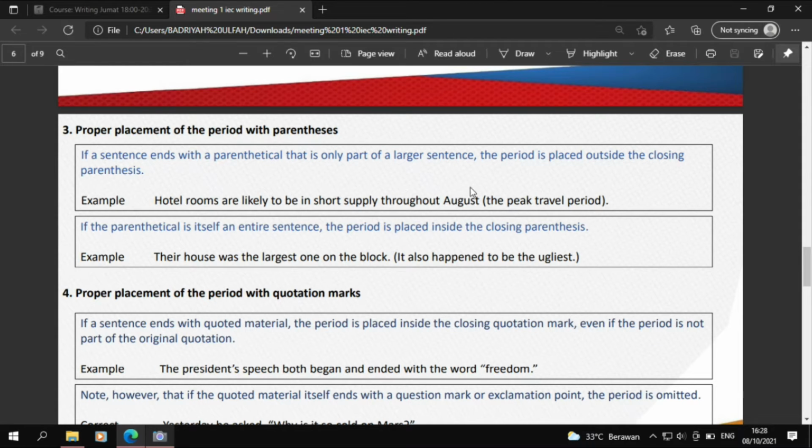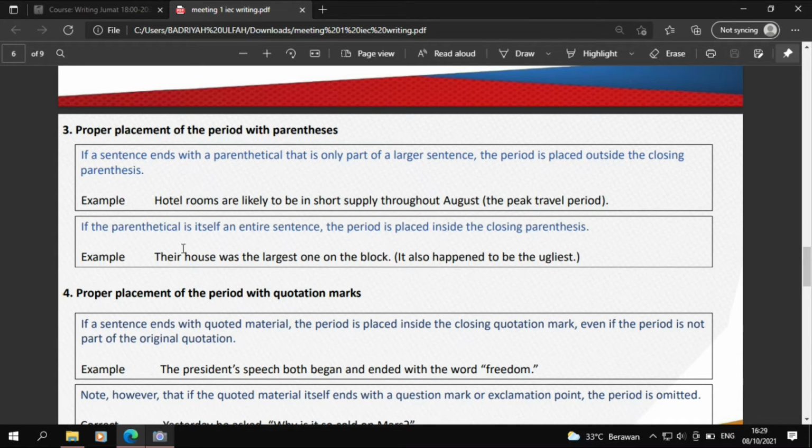When they don't explain the entire sentence, which is only part of the sentence, yaitu part of the sentence-nya tadi, August, so that's why di dalam kurungnya ini diakhiri kalimatnya di luar, titiknya ada di luar nih ya. Tapi if the parenthesis itself is an entire sentence, dia menjelaskan secara keseluruhan satu kalimat utuh, katanya the period is placed inside. Jadi titiknya ditaruh di dalam tanda kurung. Kalau dia satu kalimat penuh. Ini kan cuma the peak travel period, periode liburan yang ramai, cuma ngomongin Agustus.